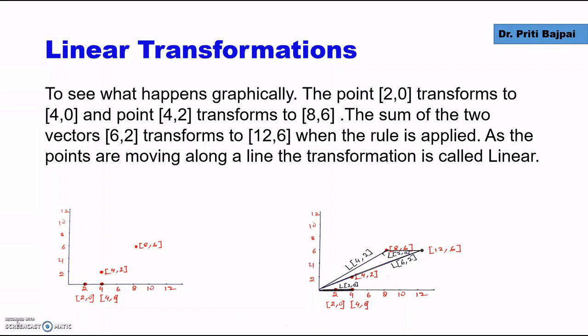We can see in the second figure, if we take the vector (4, 2) and the vector (2, 0) and apply the rule L, then L of (2, 0) can be shifted to the point (8, 6), joined at the end of the vector, and we can see L of (4, 2) plus L of (2, 0) is equal to (12, 6), which is the final point.